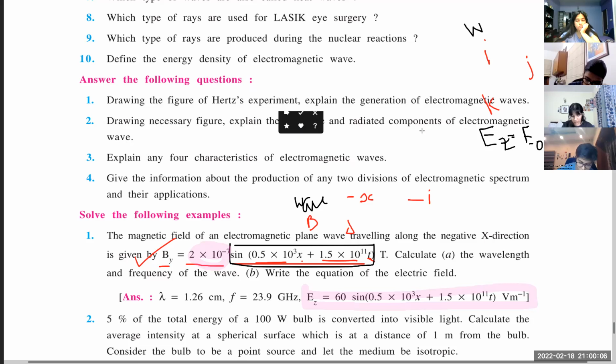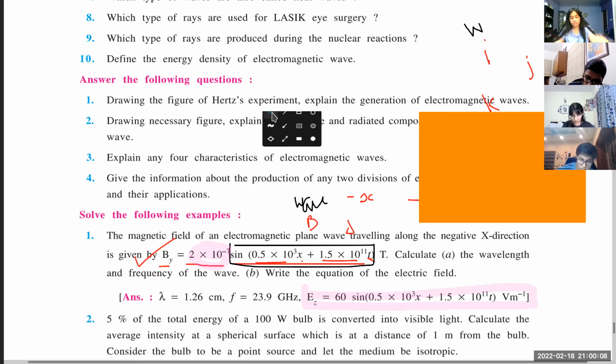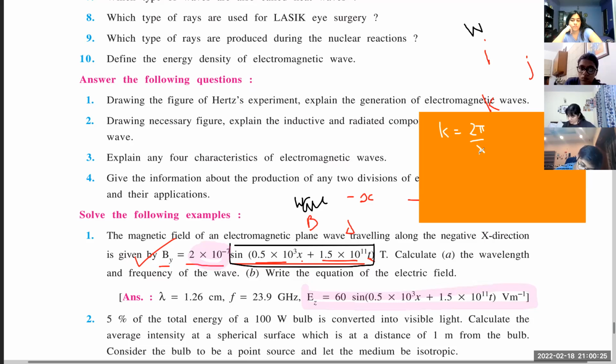Write 2 more things. First thing is K is equal to 2 pi by lambda. K कितना है? So यहाँ पे kx, right? So it's 0.5 into 10 to the power 3. तो वहाँ से lambda निकल आएगा, first question में. K की वैल्यू ये है, ठीक है?